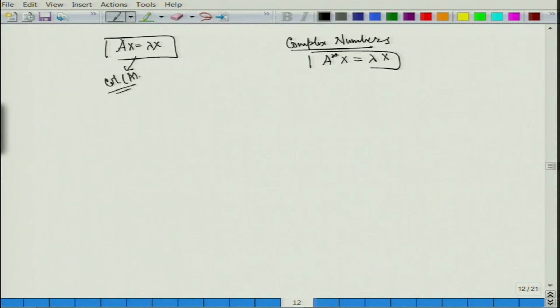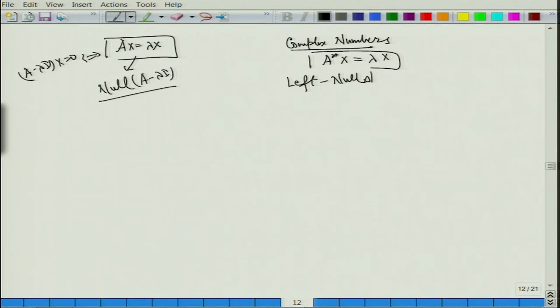Then, if you do not want to have this, I am looking at the null space of A minus lambda I, isn't it? So this is equivalent to looking at A minus lambda I of x is equal to 0. So I am looking at the null space of this. So I need to look at what are called left null space also. But the theory will be the same, other than here I am talking of A, there I am talking of A star, and therefore I am not going into it.